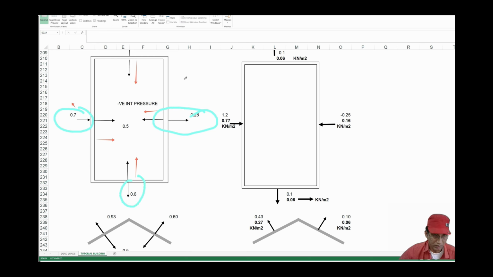Again 0.13 into 4, 0.52 will be applied in global x direction for this column. For this column as well it is the same. For this column again 0.26 kN per meter. So from this figure you can understand how this wind pressure is to be applied on STAAD Pro.